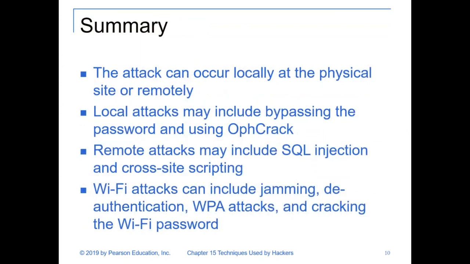Attacks can occur locally at the physical site or remotely. Local attacks may include bypassing a password or using OphCrack, or trying to trick tech support. Remote attacks may include SQL injection or cross-site scripting. Wi-Fi is a target as well, and those attacks can include a DoS attack of jamming, deauthentication, the WPS attacks, and then also cracking the Wi-Fi password.